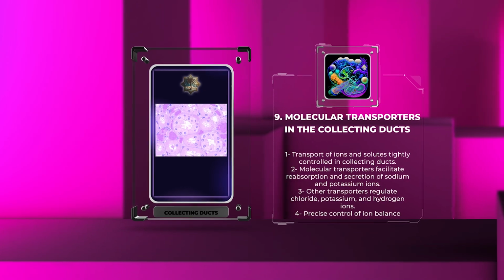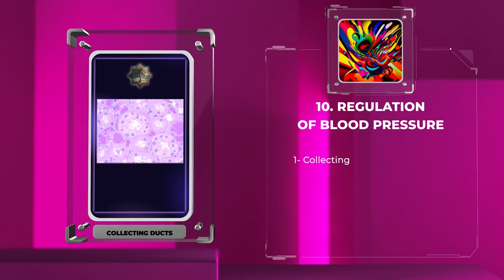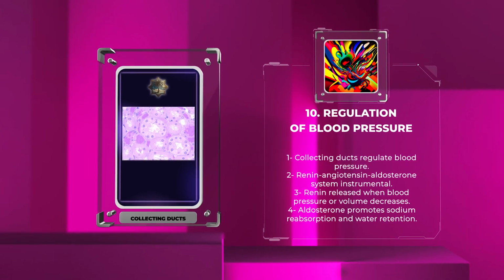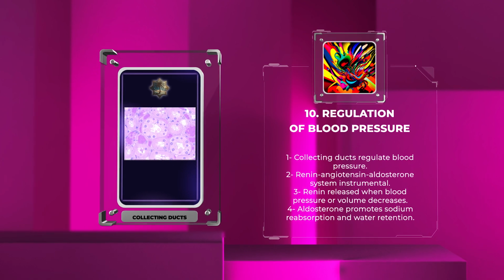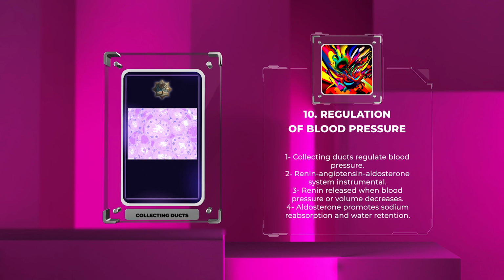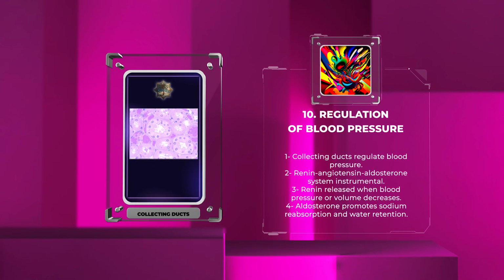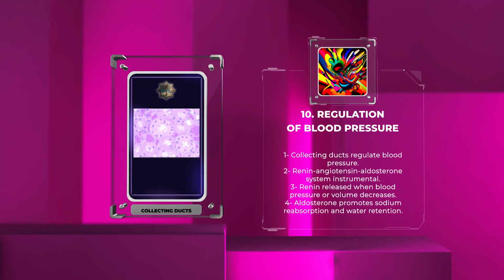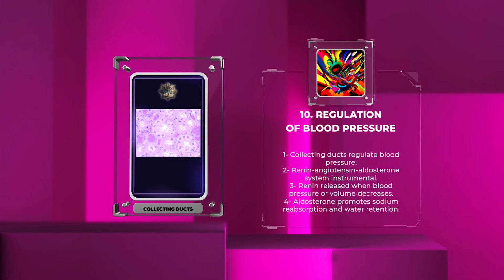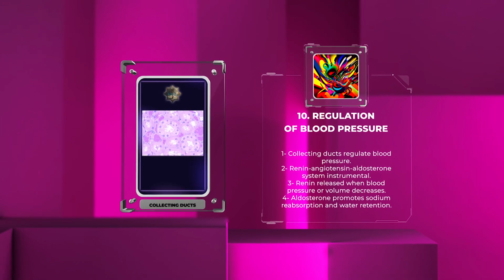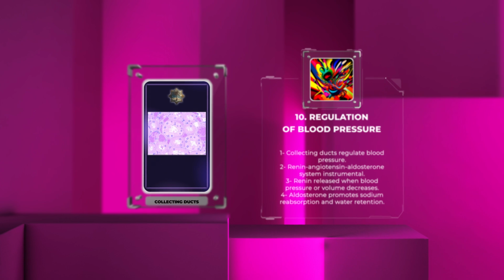The collecting ducts play a vital role in regulating blood pressure by controlling sodium and water reabsorption. The renin-angiotensin-aldosterone system, RAAS, is instrumental in this process. When blood pressure or volume decreases, renin is released, leading to the production of angiotensin II, which stimulates the secretion of aldosterone. Aldosterone promotes sodium reabsorption and water retention, increasing blood volume and subsequent blood pressure. This precise regulation through the RAAS ensures proper organ perfusion and fluid balance while protecting organs.